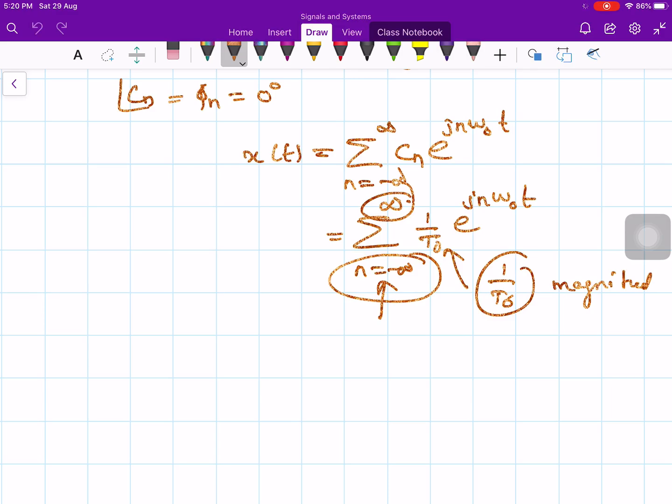Right, we have taken one extreme example of the situation where the spectra magnitude remains constant right through. So with this background, let's go further and construct another spectrum.